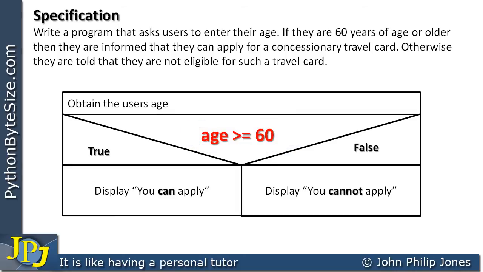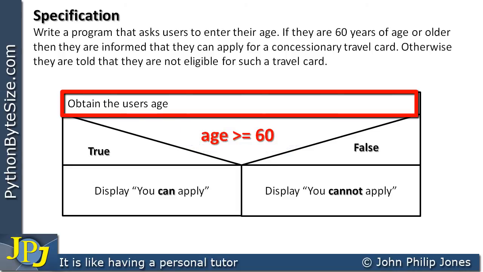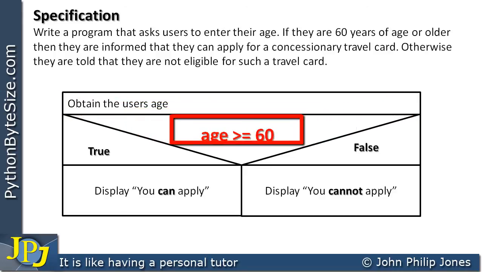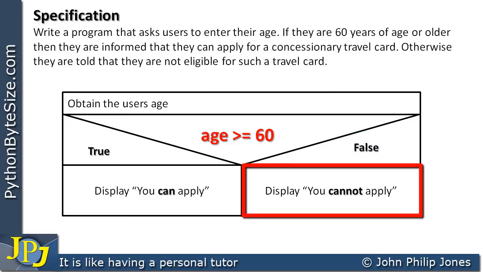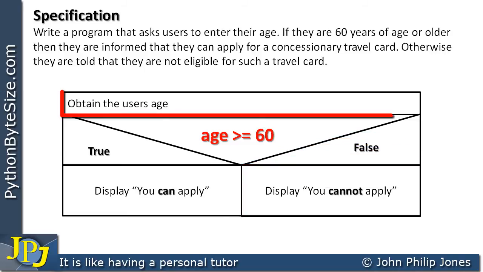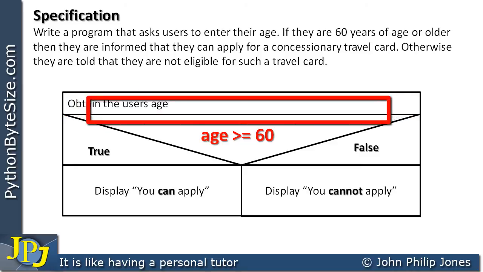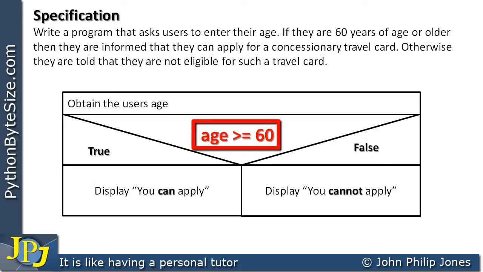Now let's say they were 59. So we enter 59 at this step. Is age greater than or equal to 60 when age has the value of 59? Well, 59 is not greater than 60, and 59 is not equal to 60. So it's false. So the program would display you cannot apply. Let's go now, enter another value here. Let's enter 60. So this here will actually mean is 60 greater than or equal to 60, because 60 is stored in age.